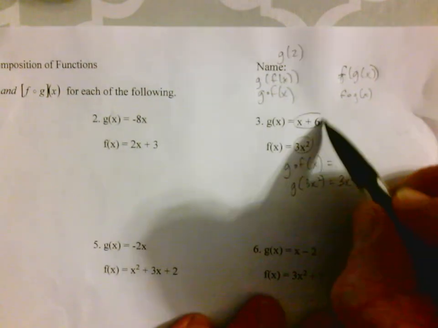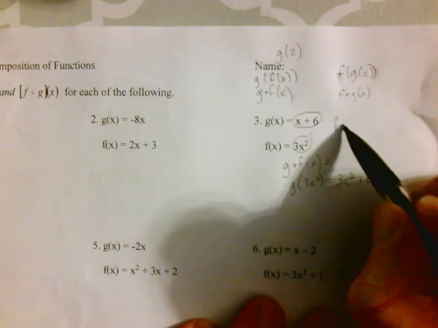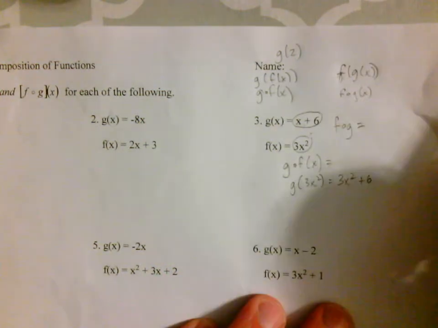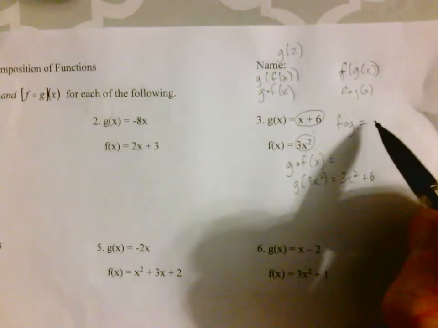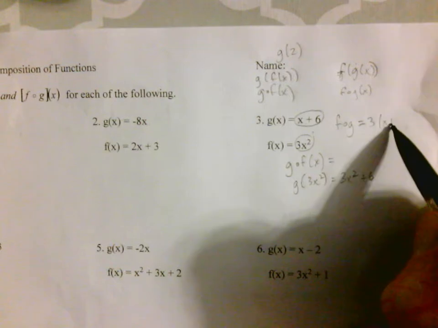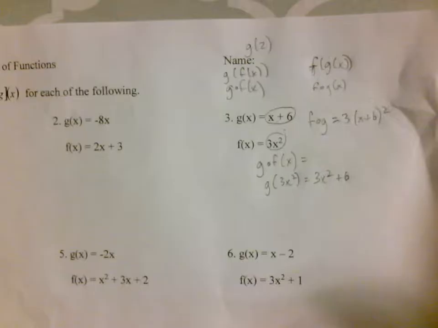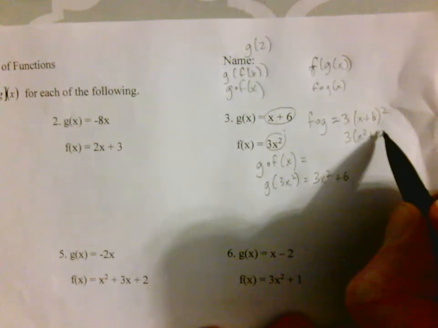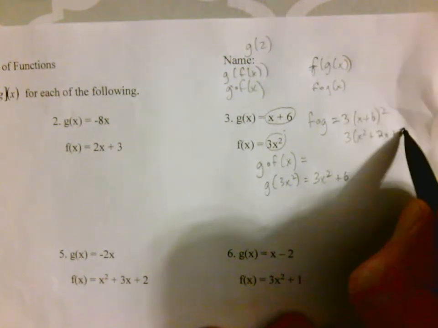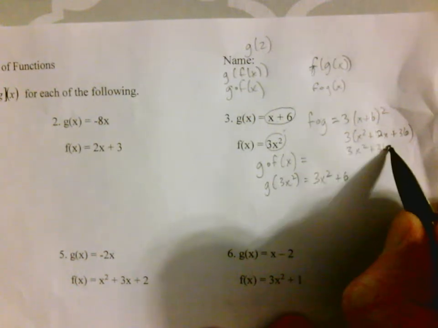So f of g, and you can just write it like that when you're working them out, f of g would be 3 times x plus 6 squared. And so you can multiply that all the way out and simplify it, but it means the same thing. So x squared plus 12x plus 36. So 3x squared plus 36x plus 108 would be f of g.